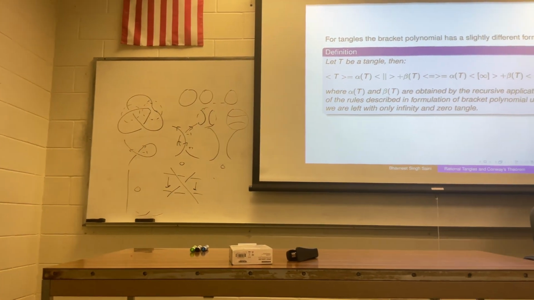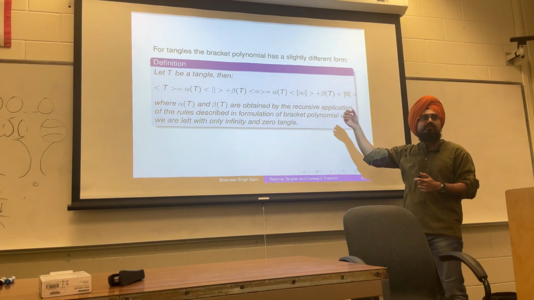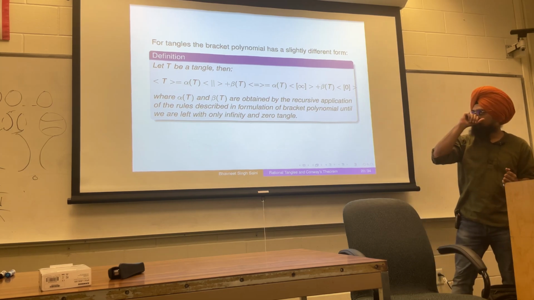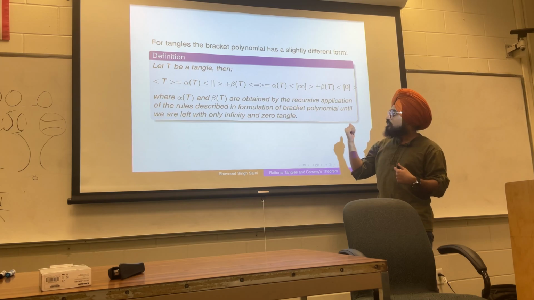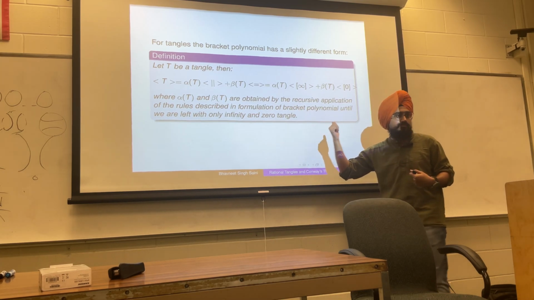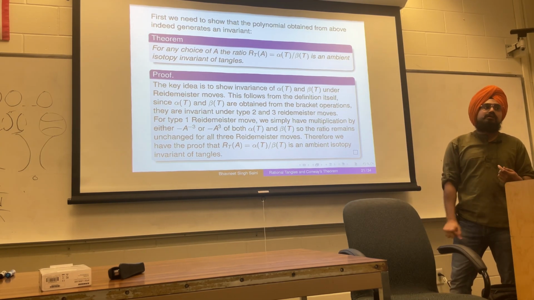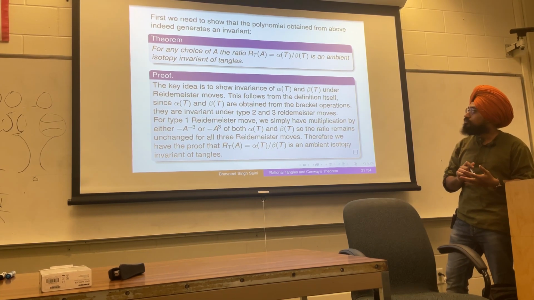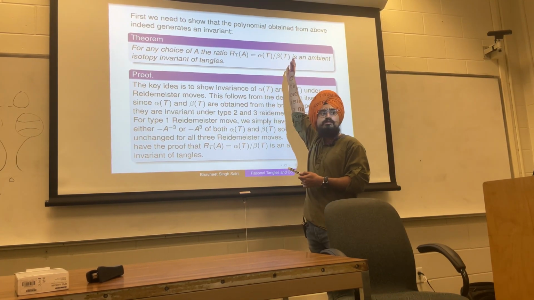So for that reason, we have to stop at the infinity tangle and the zero tangle when we are recursively applying the skein relations or the relations for the bracket polynomial. So alpha of t and beta of t for a particular tangle are obtained by simply recursive application of the formulation of the bracket polynomial. And now to generate a new invariant out of it, which we call the conductance invariant, what we do is that we define the ratio of the alpha of t and beta of t.